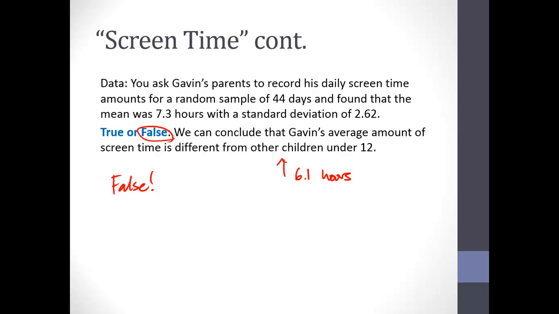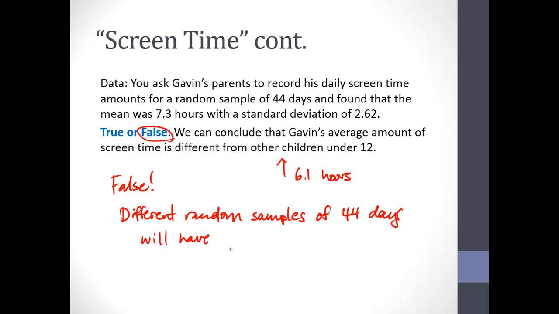Again, this is maybe a little counterintuitive, but what I mean here is that different random samples will give different results. If I do this another time, I will certainly get something different than 7.3, but I could get something that's a lot less, or it could be bigger. So different random samples of 44 days will have different mean screen time. And so just this number in itself, we don't want to.